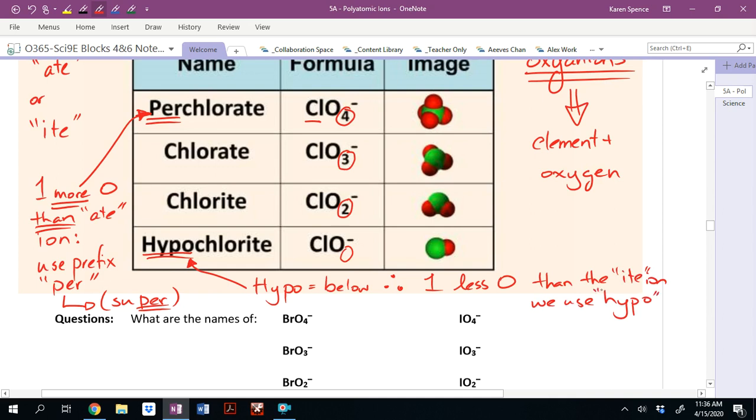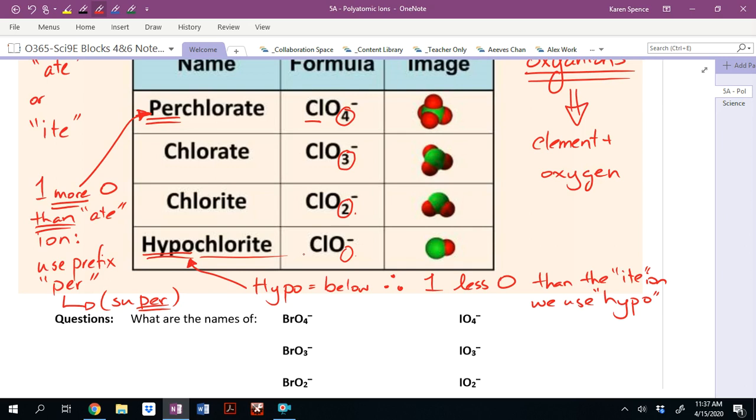So ClO has one less oxygen than ClO2. So we're going to use the prefix hypo, one less oxygen than chlorite. Hypochlorite has one less oxygen than chlorite. Remember, you don't need to memorize this, but it's nice to know all those little prefixes because they will come up later in different contexts.